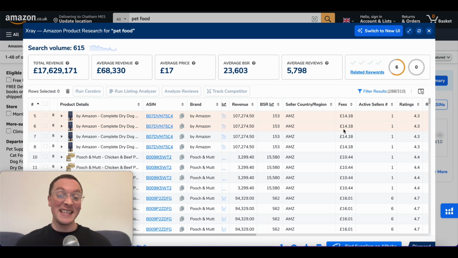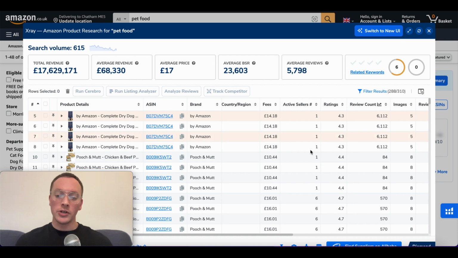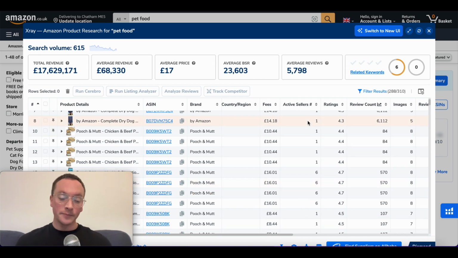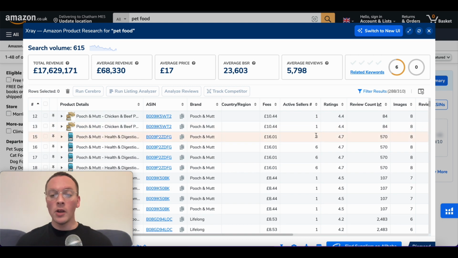It also shows us the fees in here, guys. It shows us the total fees, which is really cool. It shows us the active sellers. So you can start to see, is the top 10 sellers private label? Usually means just one seller. Or is it arbitrage? Because there's 6 sellers there, guys, which tells me there's a lot of arbitrage sellers getting into it as well, which means it's probably going to be a race to the bottom with that.